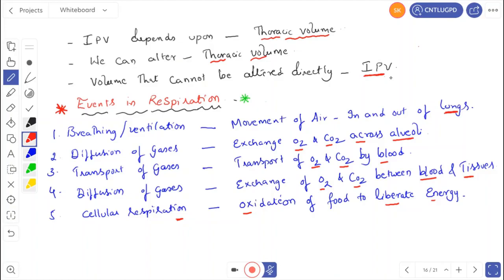So all these events occur step by step. First breathing occurs, after that diffusion, after that transport, after that again diffusion, after that cellular respiration. So you have to remember the sequence of these events, right? Let us go for the next.